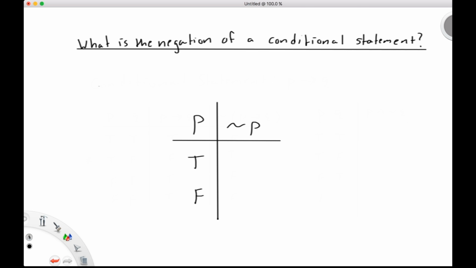of a statement in general, when statement P is true, its negation has to be false. So a negation will take any true statement and make it false, but also vice versa. Anytime we have a false statement, the negation will have to make it true. And so this is something that will still hold even when we apply it to conditional statements.